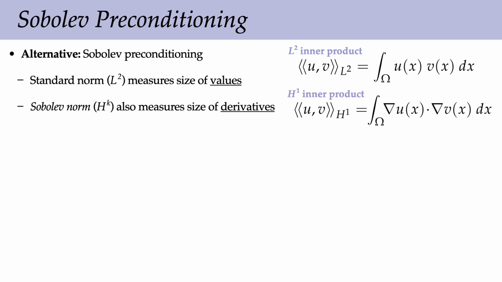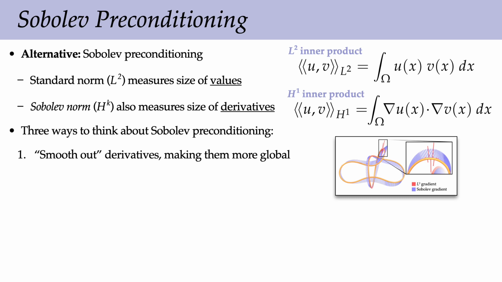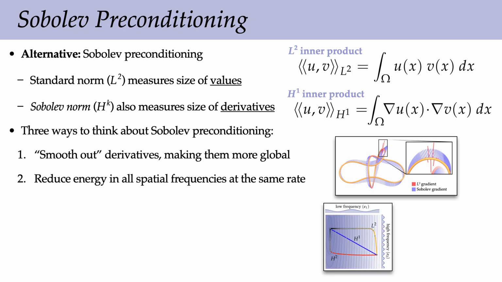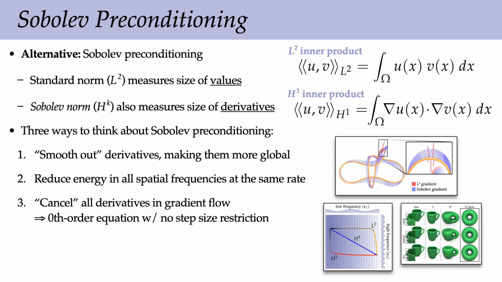So for instance, the H1 inner product integrates the dot product of the gradients of the two functions. Okay? There are then three ways to think about Sobolev preconditioning, which I'll talk about. One is that the Sobolev inner product sort of smooths out or blurs out the gradient so it has more of a global effect. Another is that it reduces energy in all spatial frequencies at the same rate. And a third is that it effectively cancels derivatives in the gradient flow equation, thereby eliminating a mesh-based time step restriction.